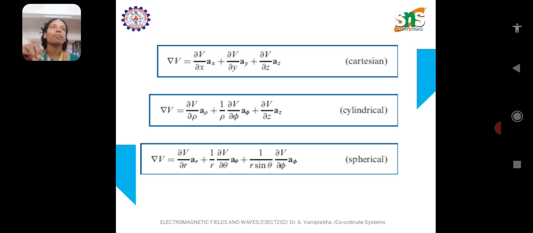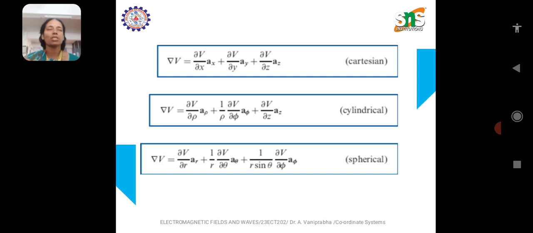So this is the del operation over a vector. The del operator is known as del, gradient of V, where del is dou by dou x ax plus dou by dou y ay plus dou by dou z az. So the del operators are gradient, divergence and curl. This del V represents the gradient of V in the Cartesian system.